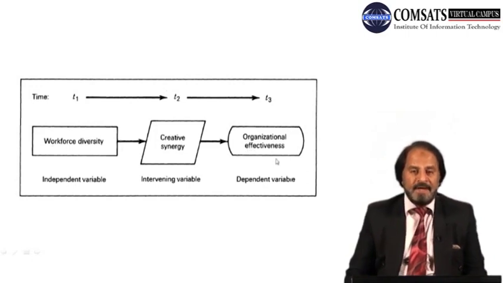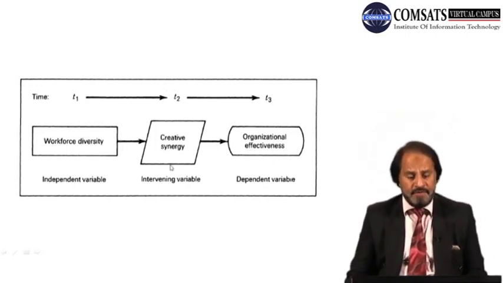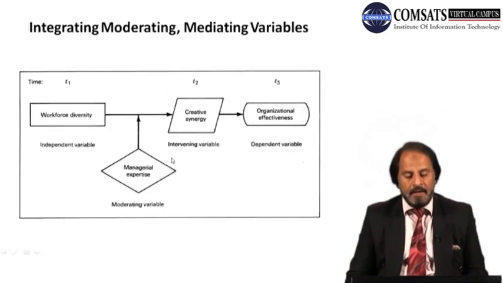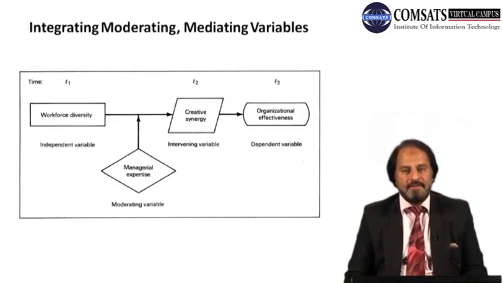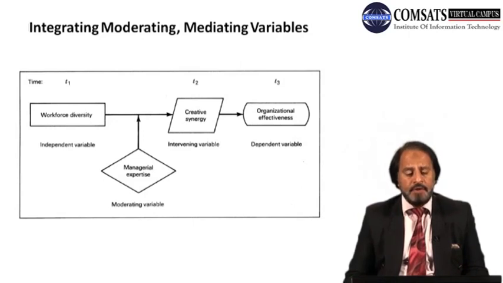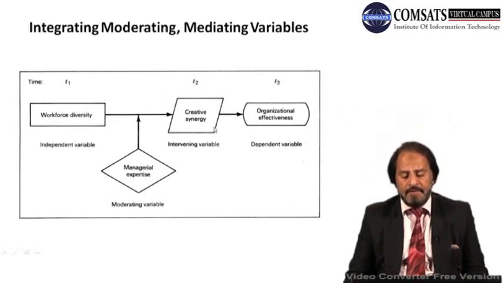So in this scenario, we're saying that workforce diversity does have an effect, but it is through creative energy. In between, this creative synergy is what we call an intervening variable. Now, integrating all these three activities together, you have your independent variable, workforce diversity, and the dependent variable, organization effectiveness. They have a relationship, but workforce diversity is converted into synergy, and then synergy affects organization effectiveness.